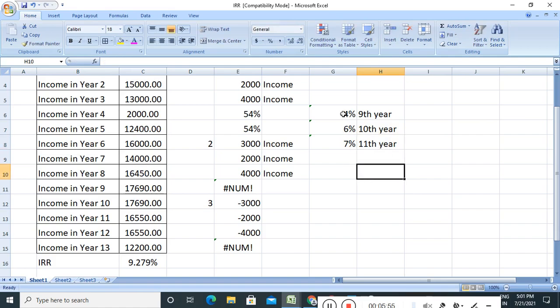Like this you can find the IRR and decide whether the interest on investment, that is the internal rate of return, or the returns you have received, is sufficient for your investment.